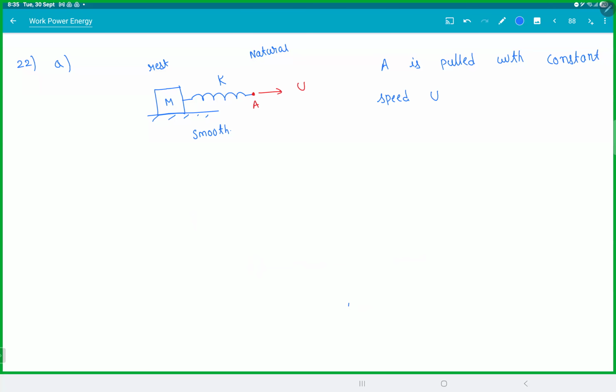So in this, find the maximum elongation. What is the maximum elongation in the spring? Second question, what is the maximum speed of the block during its motion?